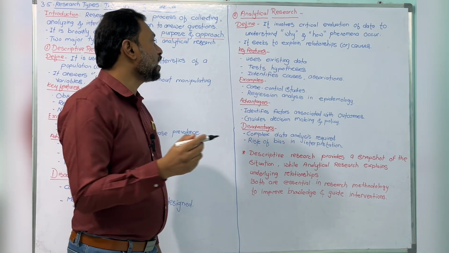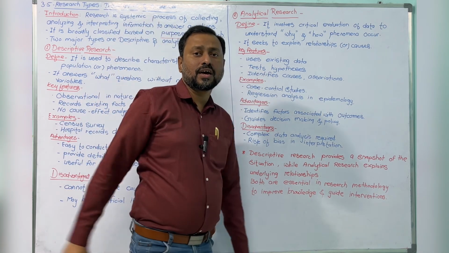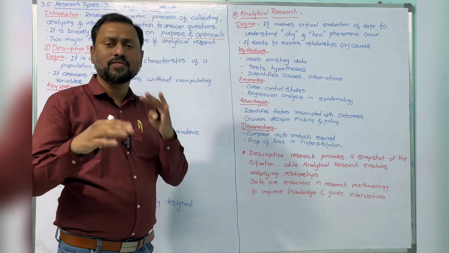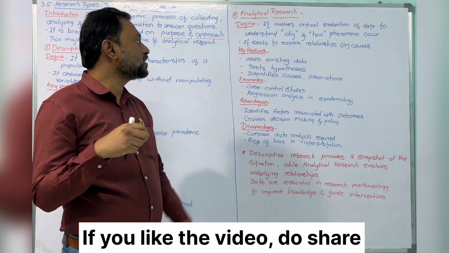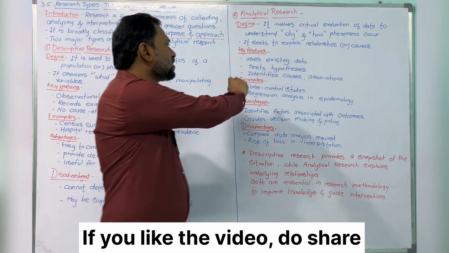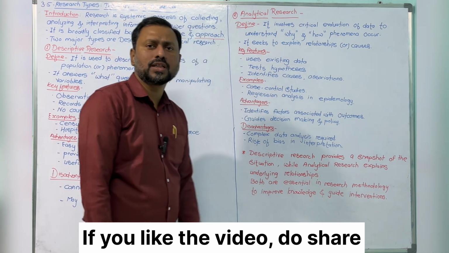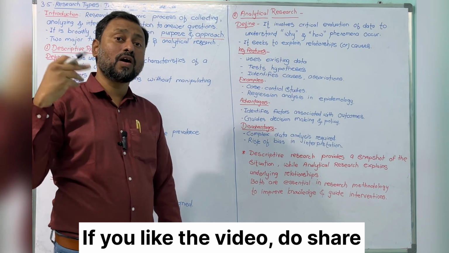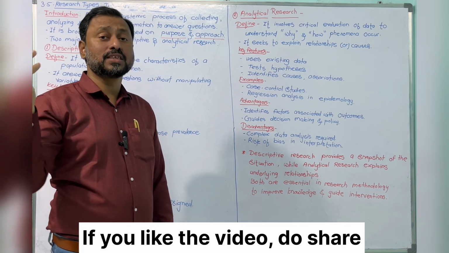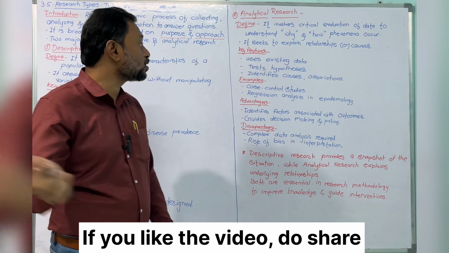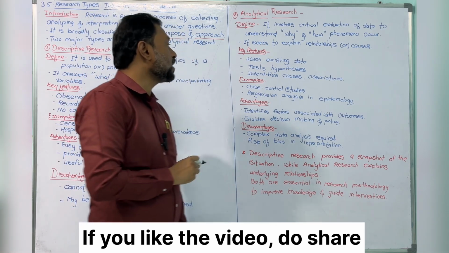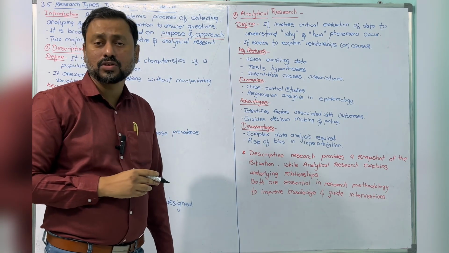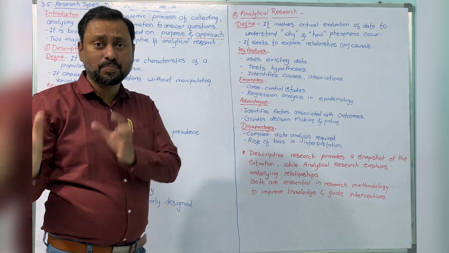The key features: it uses existing data. Whatever data is there, we are analyzing and utilizing it to find why it is happening. Next is the test of hypothesis. While doing the research, we test the hypothesis: is there any cause? That is why it is there. The prediction's purpose is also testing the hypothesis. Next is identifying cause and association. Just now I told, is there any particular cause?